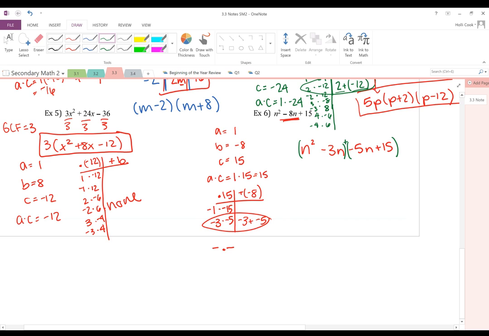So n squared and negative 3n, what do those have in common? They both have an n. So we're going to divide that out, move it out front. We'll be left with n minus 3.